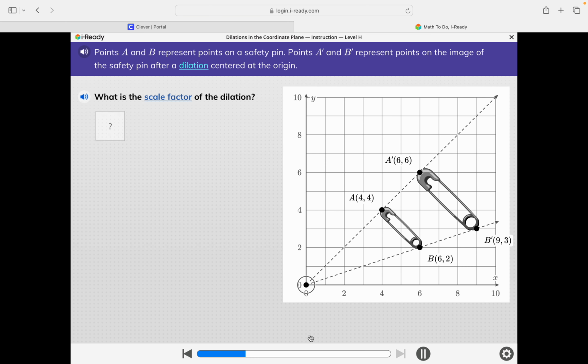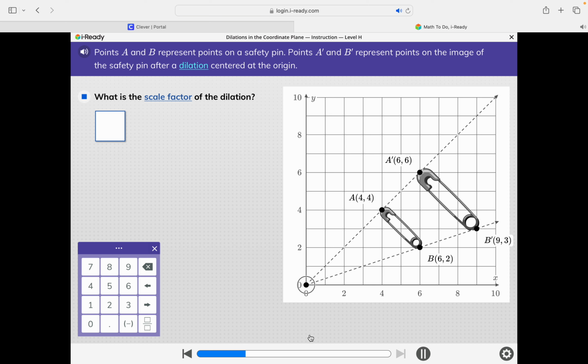Dilation, right? What is the scale factor of this dilation? The real image is right there. The shadow is over there, right? Okay. What is the scale factor of the dilation? So now remember, first find A. What is A? Tell me A. 4 and 4. Now tell me A prime.